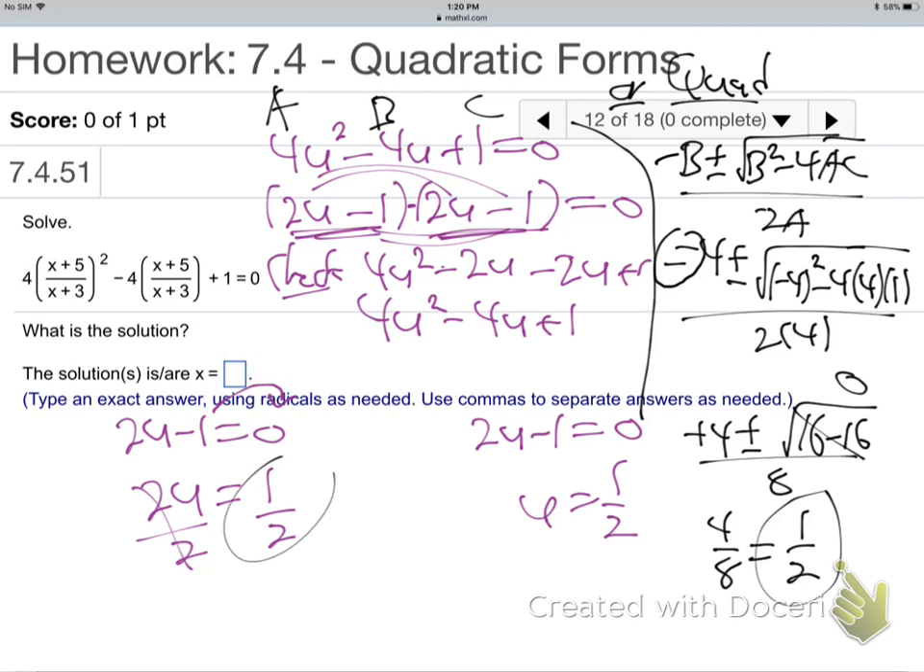You get a half, or if you factor it, you get a half. So a half is the u answer by quad or by factoring. A half is the u answer. Now we've got to use that to get the x answer. How do you do that?